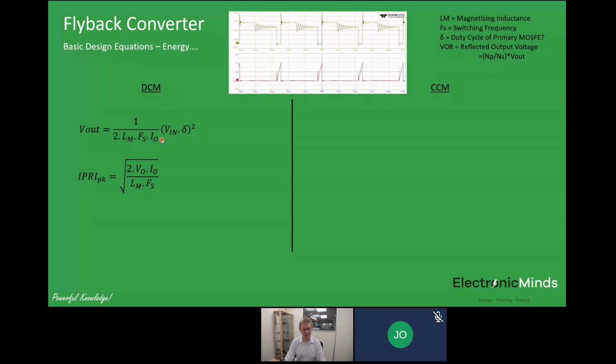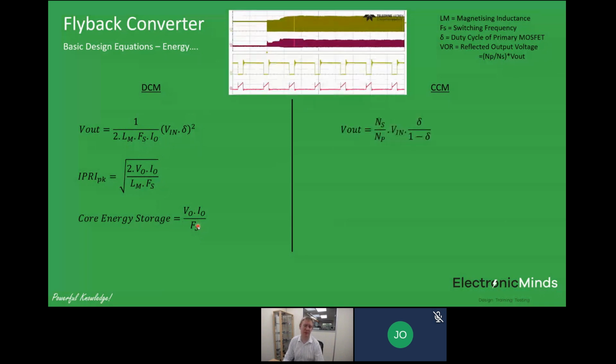But the key thing, and the metric that we tend to take forward to the later development stages, if you're in DCM operation, a key metric is how much energy do you need to store in that magnetic core. In the case of DCM operation, we just need to store enough energy per cycle such that the product of that energy multiplied by the switching frequency gives us our output power. So the core energy storage is just the output power divided by the switching frequency. It's different in CCM though.